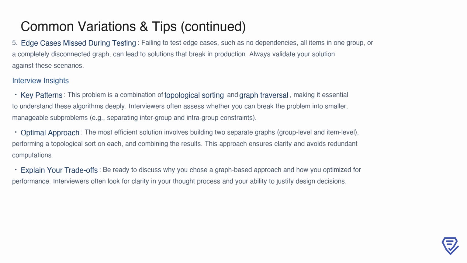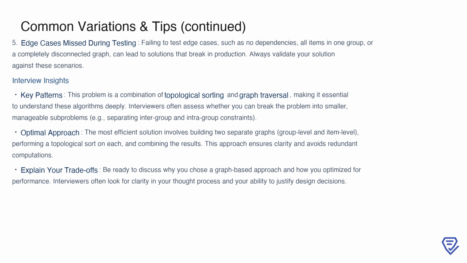From an interview perspective, this problem is an excellent way to assess your understanding of key algorithms like topological sorting and graph traversal. It's important to demonstrate how you can break the problem into smaller, manageable subproblems, such as separating intergroup and intragroup constraints. The optimal approach here involves building two separate graphs, one at the group level and another at the item level, performing a topological sort on both, and then combining the results. This method is not only efficient but also easier to debug and explain.